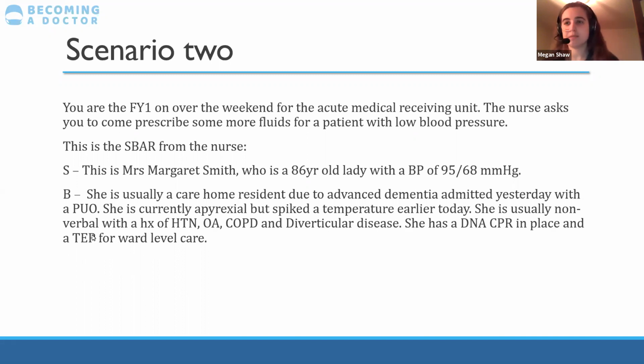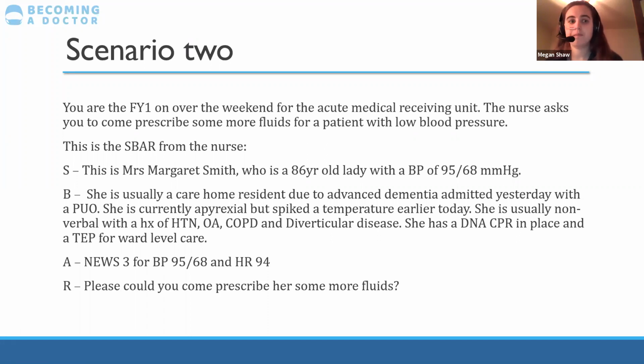It might be called something different in different hospitals, but this is where you set the ceiling of treatment for these patients. Are they suitable for ITU? Are they suitable for HDU? Or is it ward level, making them comfortable? And then A, assessment: NEWS of 3 for a BP of 95/68 and a heart rate of 94. Recommendation: please could you come and prescribe her some more fluids?